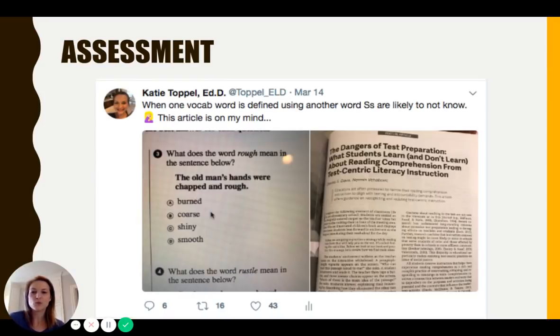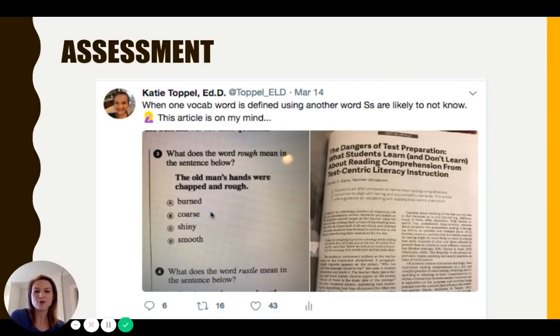Getting to assessment, we typically assess students with the weekly test that comes with the reading program. This is an example of a question where the correct answer is a word that students would not know. So the vocabulary word that we practiced was rough, but coarse is another word that would not be familiar to students. So unless I specifically taught them the word in order to coach them to get the right answer on the test, they would likely get this answer wrong.